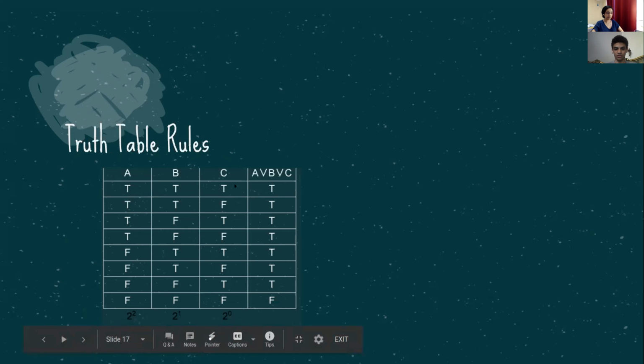So I start at true. After 2 power 0, or just once, I switch to false. After 2 power 0, or 1 time, I switch back to true, and then back to false, back to true, etc., till I reach the end of the table.